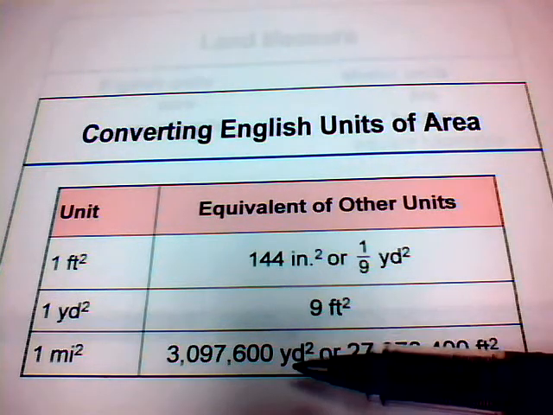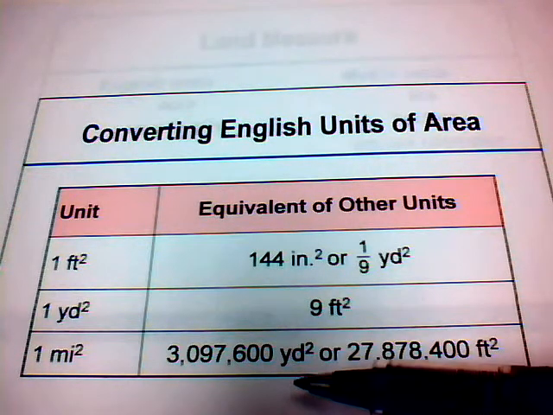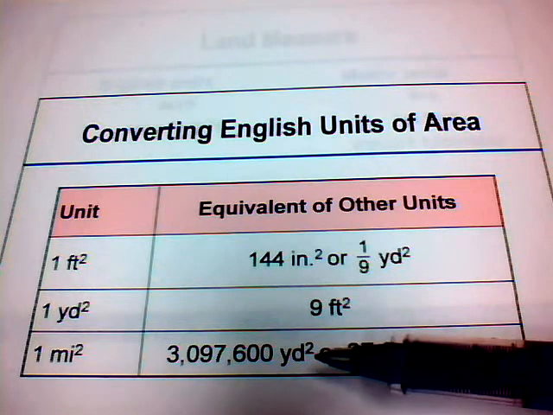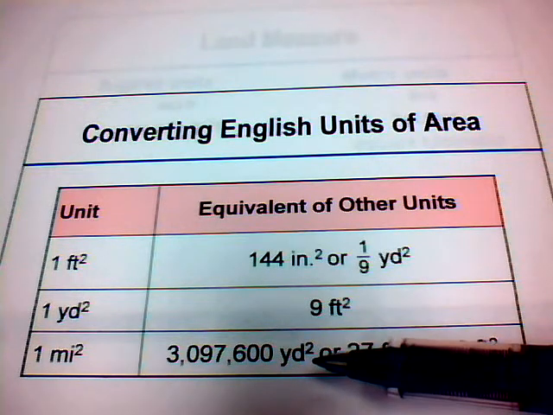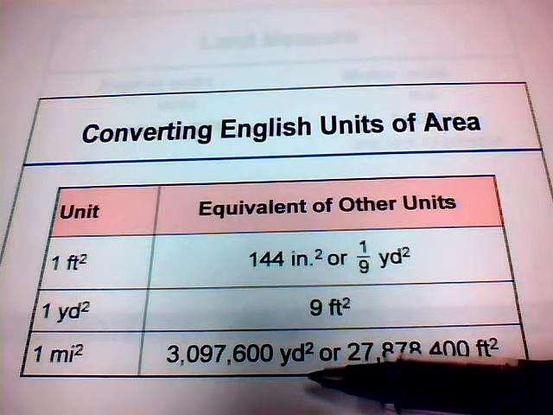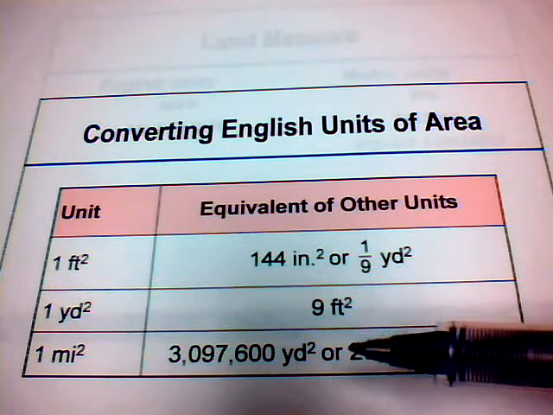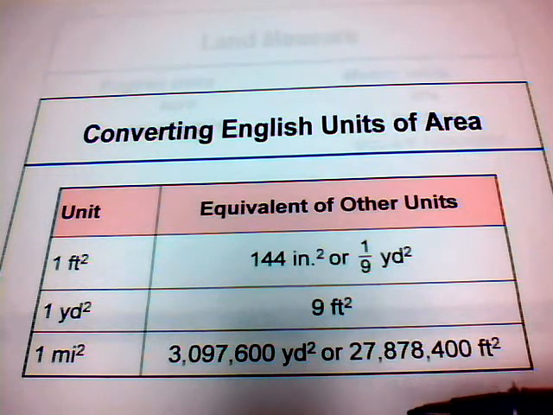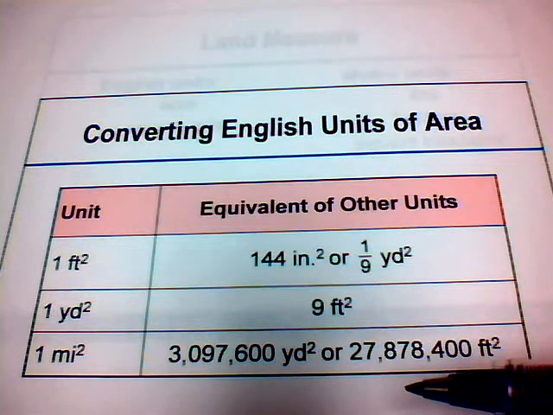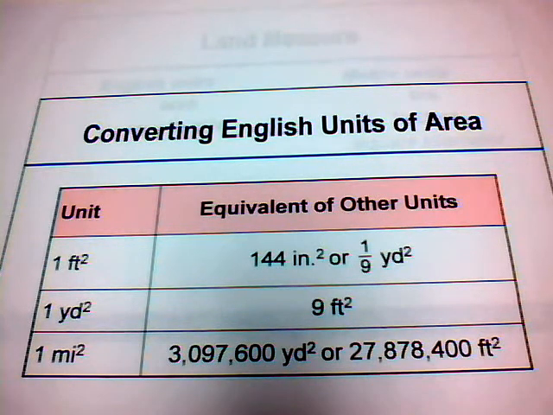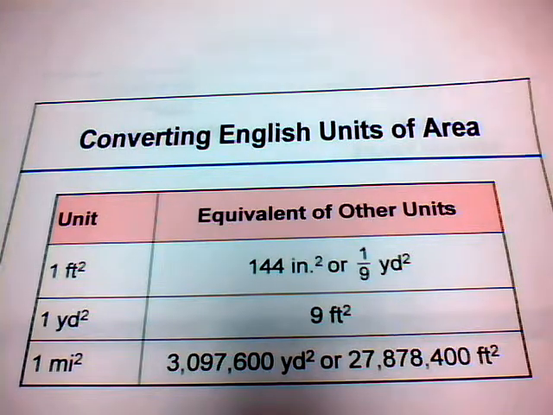And 1 square mile is 3,097,600 square yards. 1 mile is 1,760 yards. Square the 1,760 and you'll get 3,097,600 square yards. Or we can say that it's equivalent to 27,878,400 square feet, because 1 mile is 5,280 feet. Square the 5,280, you're going to get 27,878,400 square feet, which is equivalent to 1 square mile.